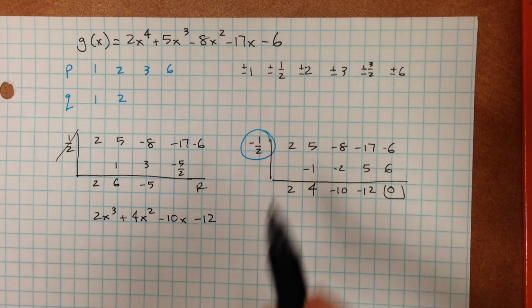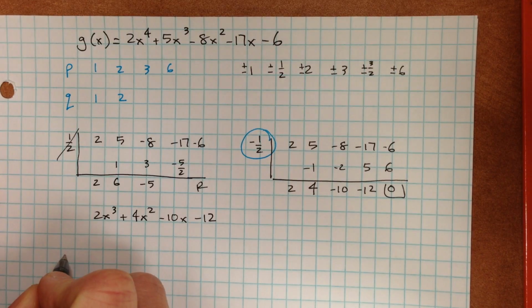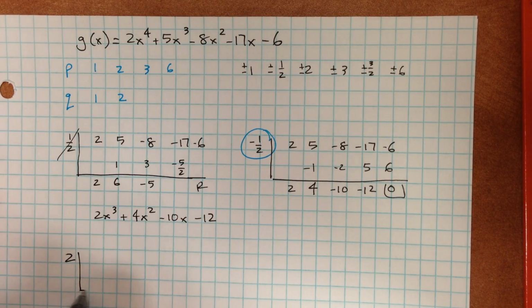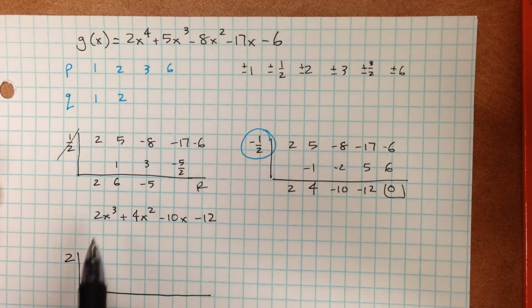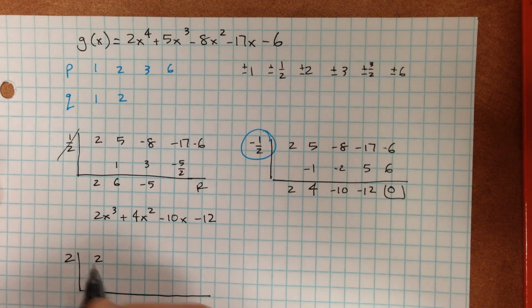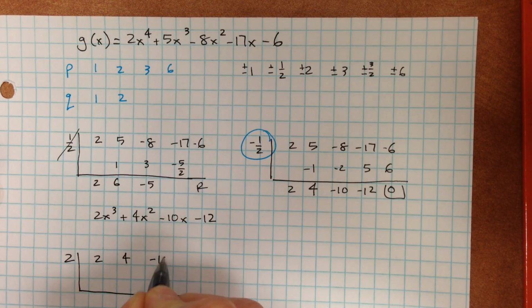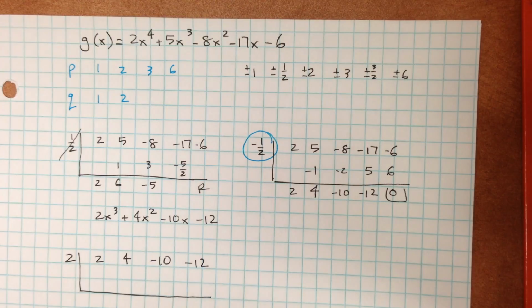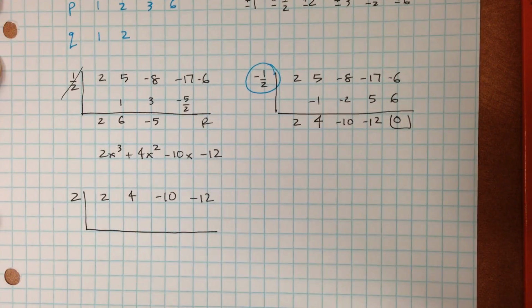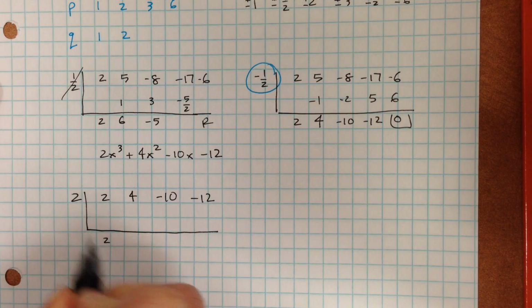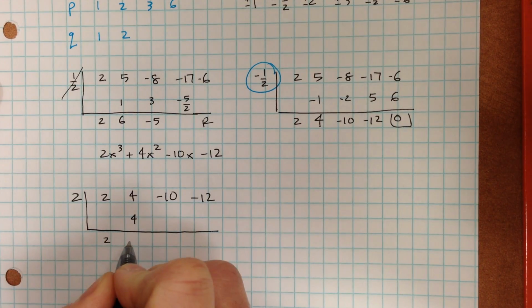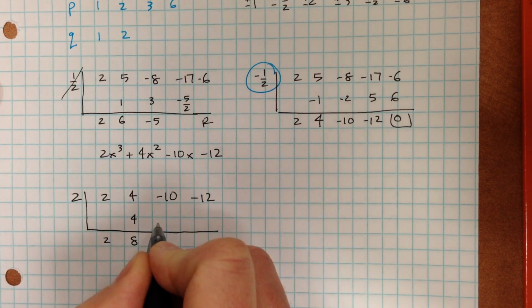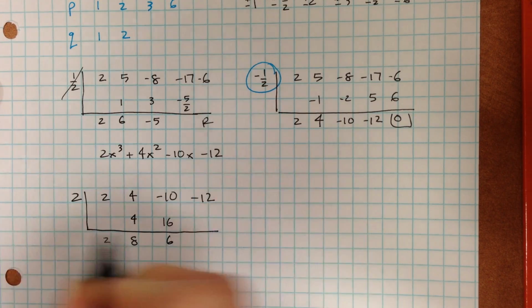So let's say I now jump and I try a value of 2 as my root. Is 2 a root? Well, we can check this out. I will take my coefficients, 2, 4, -10, and -12. Slide down the 2, multiply. Add down, multiply. Add down, multiply.